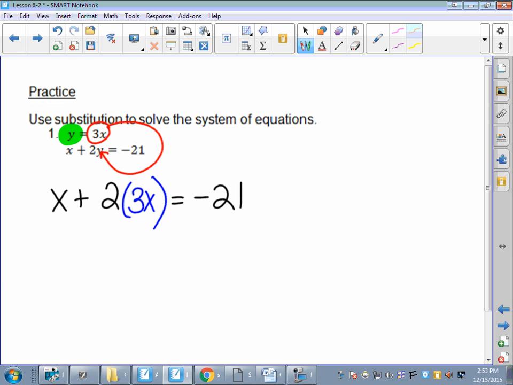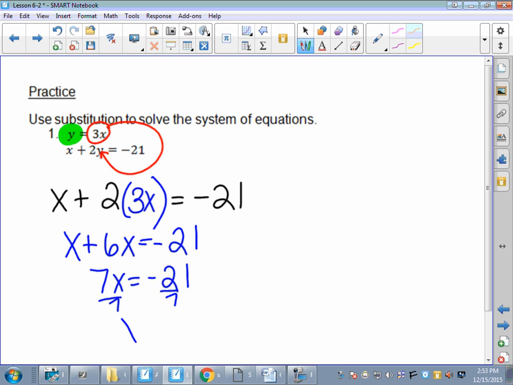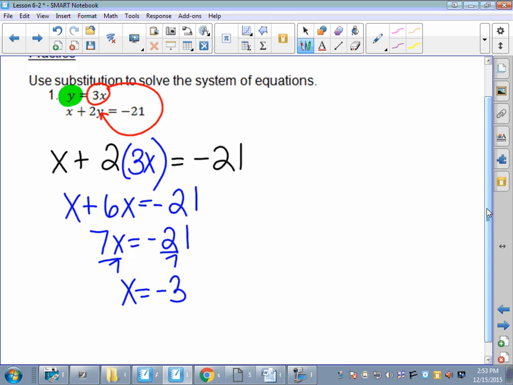Now, if you notice, I've only got x's, and I can solve an equation if I've only got x's. So I'm going to do the math. x plus 2 times 3x is 6x, equals negative 21. I'm going to combine those like terms and then divide both sides by 7. So x is negative 3. Pretty simple. We could have graphed these and found out where this intersects, at least half of it so far. We are not done though.